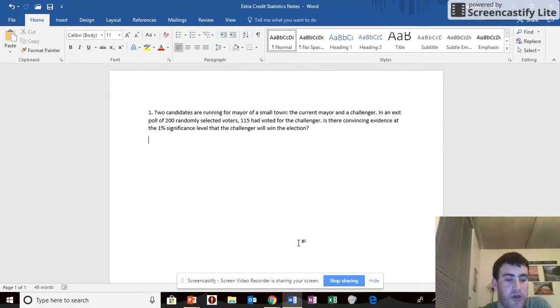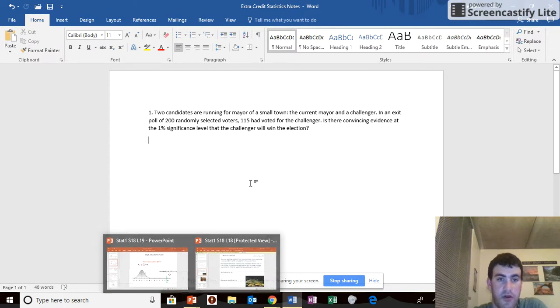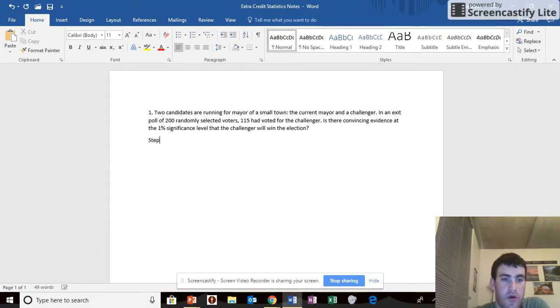The first step to solve a problem like this is to state or describe the population parameter being tested. In this case, the population parameter being tested is the proportion of voters in the exit poll that voted for the challenger, since it wants to know whether the challenger will have enough votes to win the election.